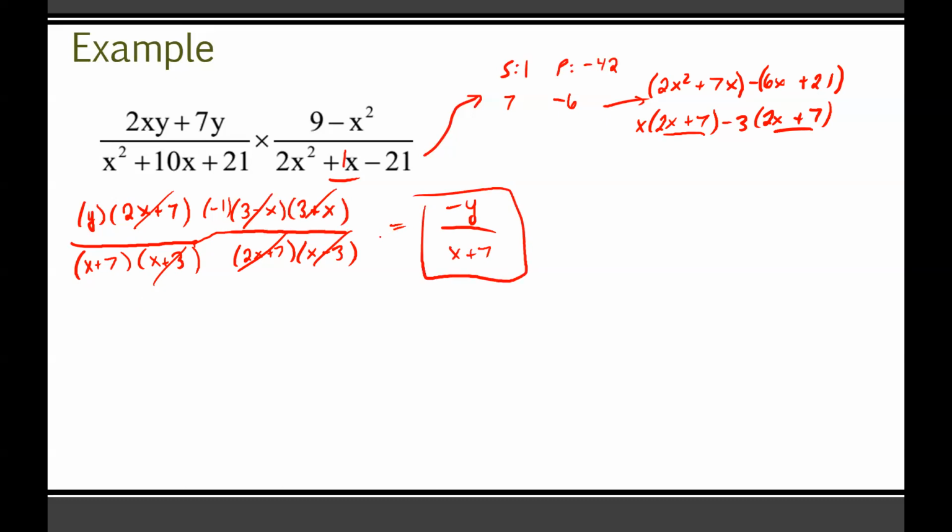And that's actually kind of remarkable when you think about it. If you look at what we started with, this huge chunk right up here is literally just equal to -y over x plus 7. So obviously it's much, much simpler. If we can simplify things down, it really cleans it up for us.